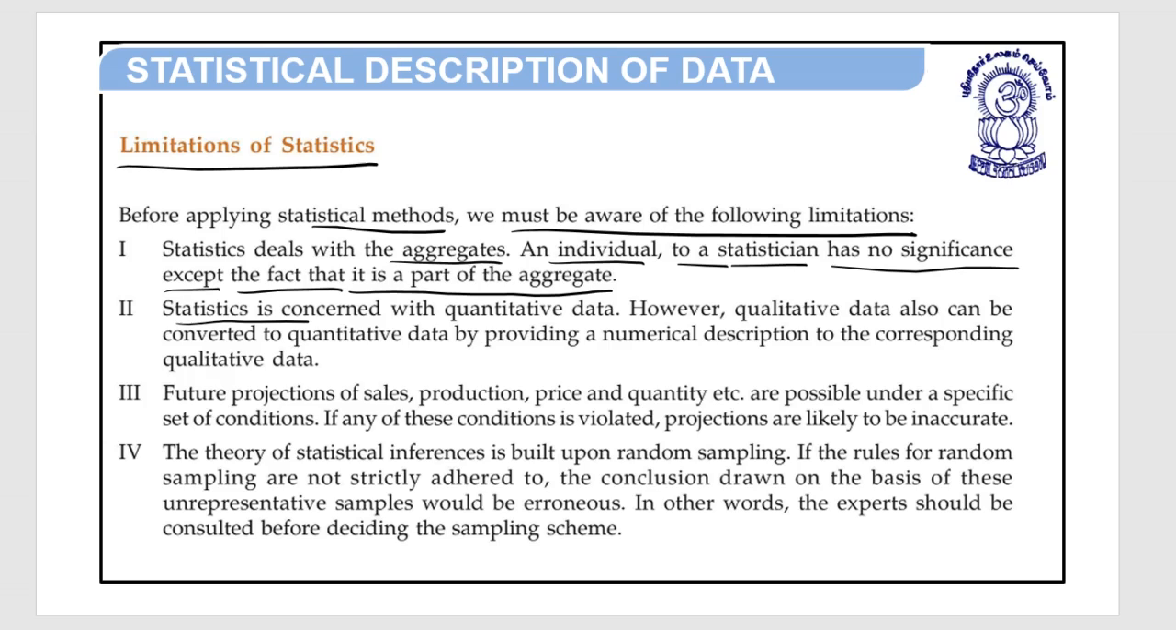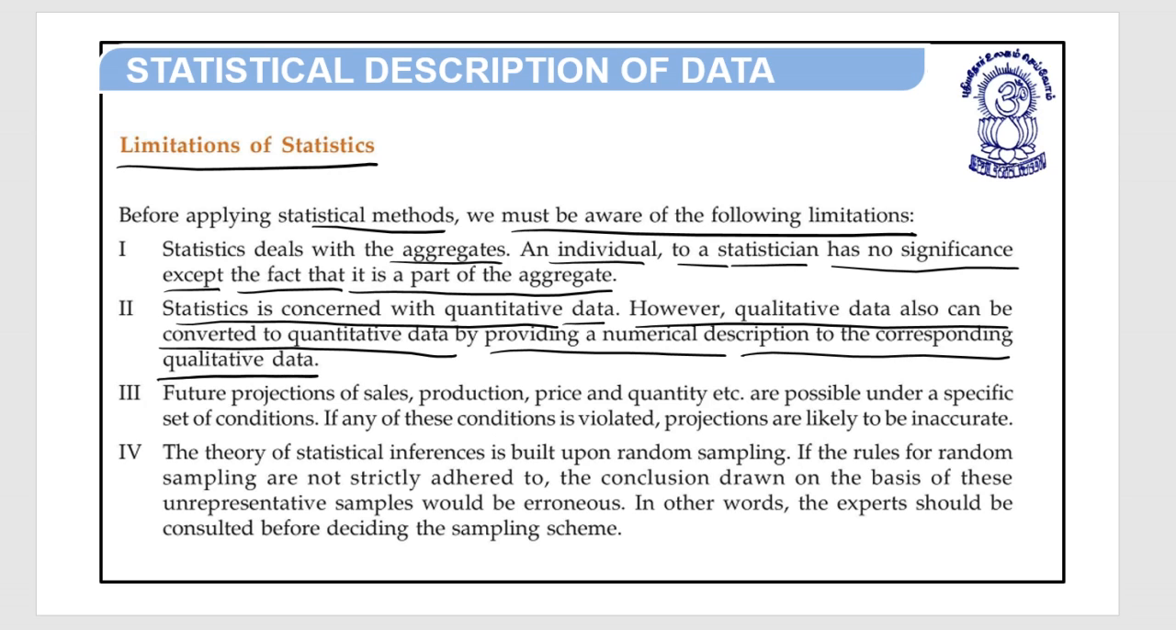The second one is, statistics is concerned with quantitative data. However, the qualitative data also can be converted to quantitative data by providing a numerical description to the corresponding qualitative data. Third one, future projection of sales, production, price and quantity etc. are possible under a specific set of conditions. If any of these conditions is violated, projections are likely to be inaccurate.